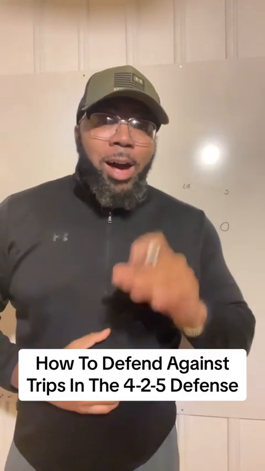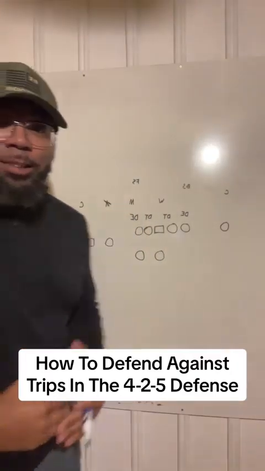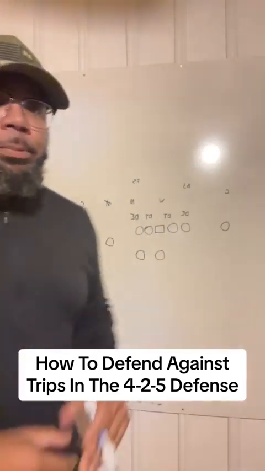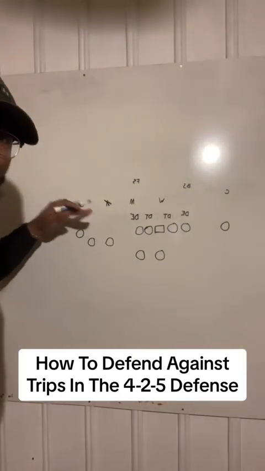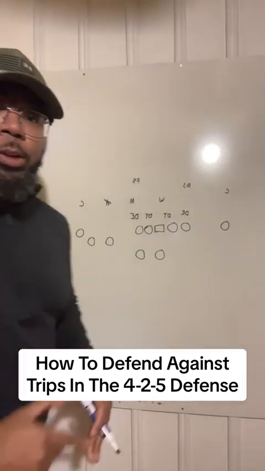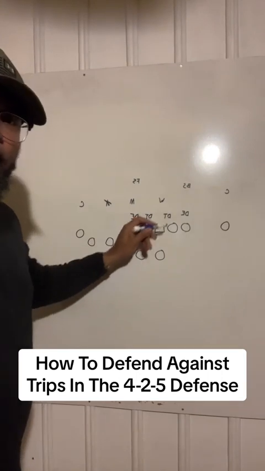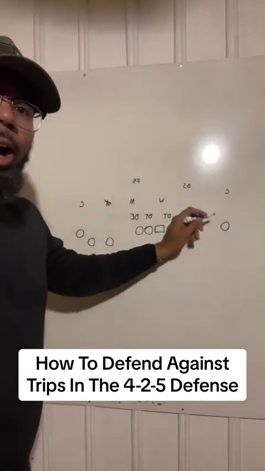So we're going to talk about how to defend against trips in the 4-2-5 defense. First and foremost, the key to defend against trips is to keep everything underneath. The last thing you want to do is give up the big play on a bubble screen, on a halfback give, or a halfback screen, or an ISO play.